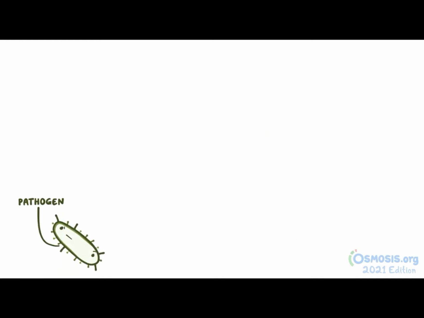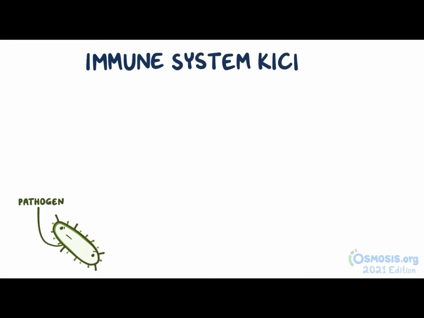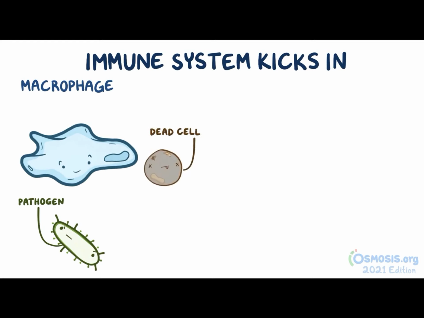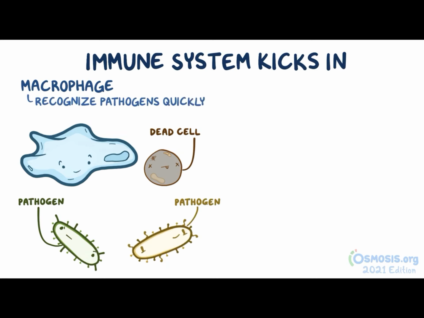Now, if a pathogen happens to get in, then the immune system kicks in, and it usually starts with the macrophage, which is the garbage truck of the body. Macrophages eat up dead and dying cells, so that the tissue doesn't get cluttered with them, and that makes room for new cells. They also eat invading pathogens. Since macrophages live in the tissue, they start recognizing pathogens within minutes of an infection.